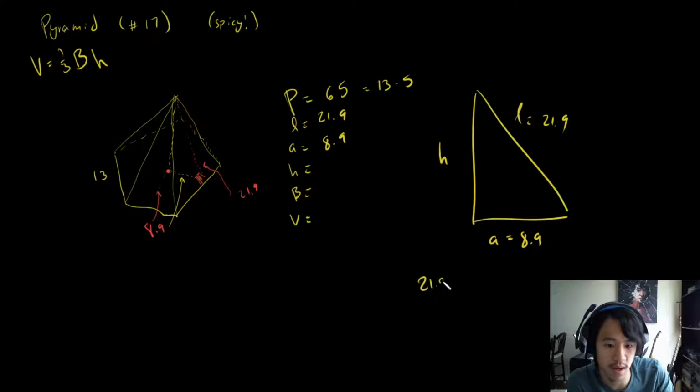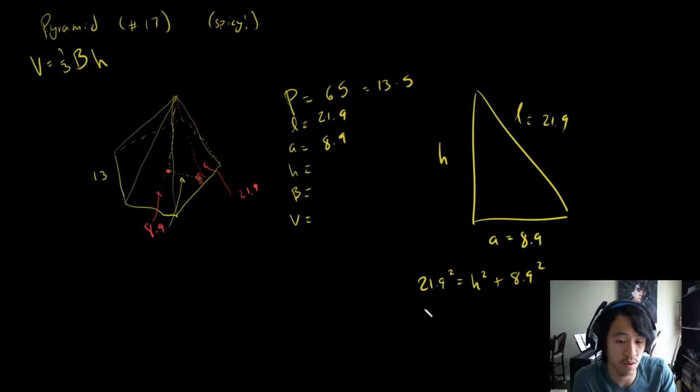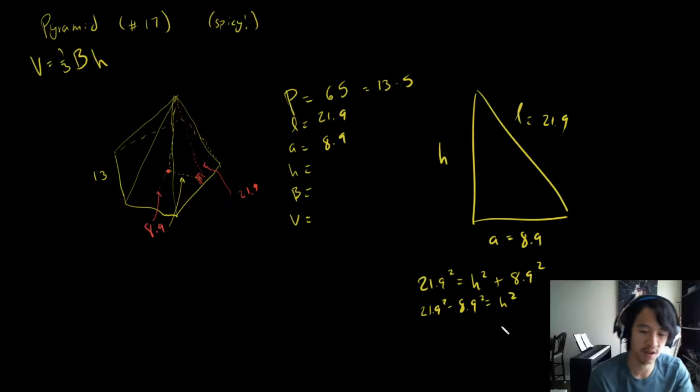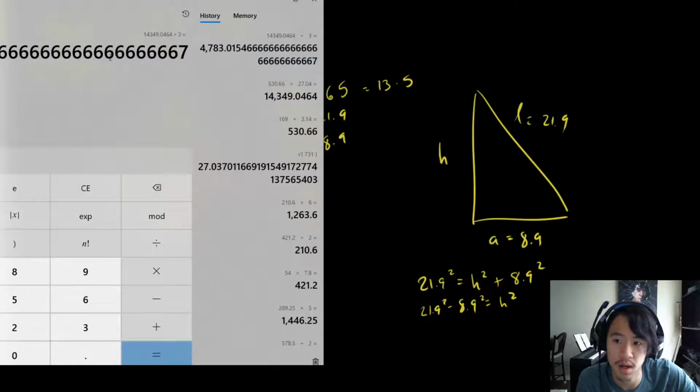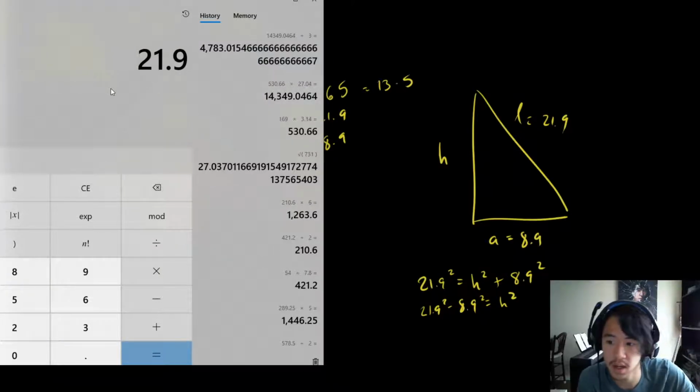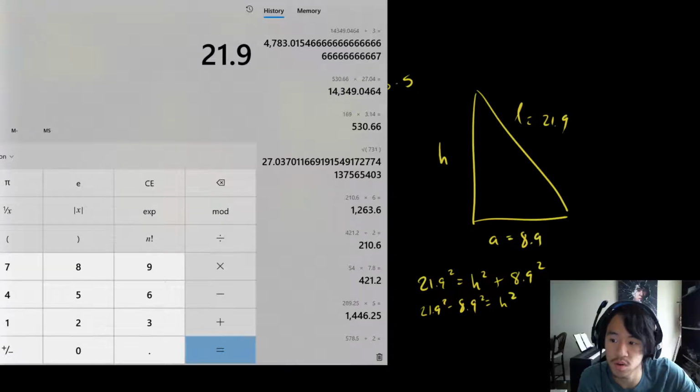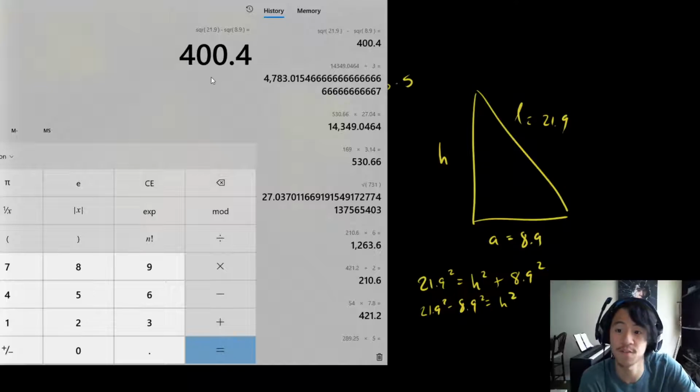We got 21.9, and then we're going to square it. And this is equal to height squared plus our apothem, 8.9 squared. So we're going to subtract 8.9 squared on both sides. So 21.9 squared minus 8.9 squared equals height squared. So let's plug this into the calculator and see what we get. We got 21.9, and then we are going to square it. And then we are going to subtract 8.9 squared and then see what it's equal to. So it's around 400.4.